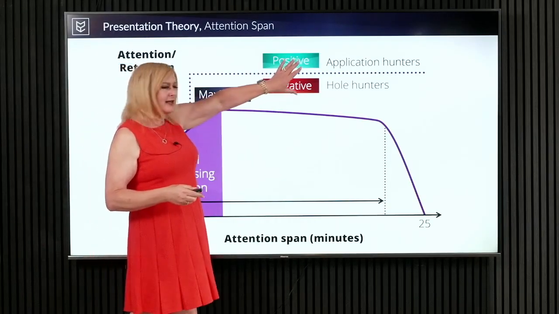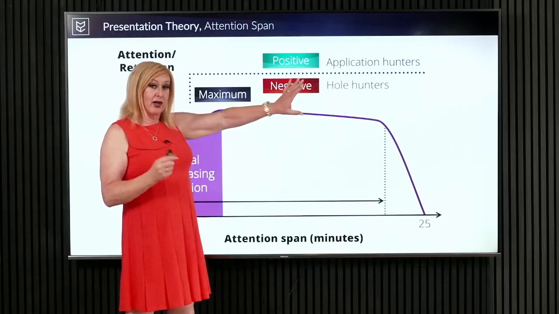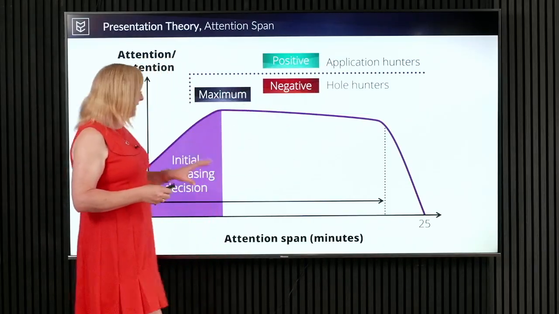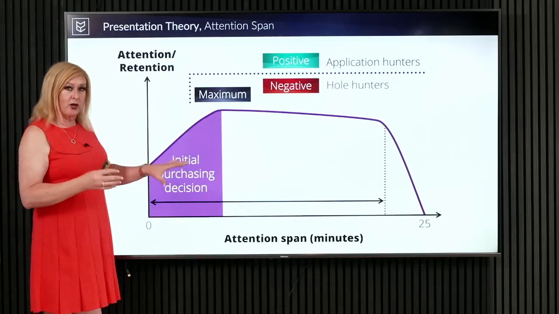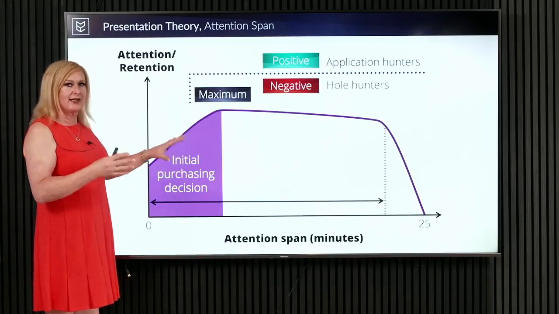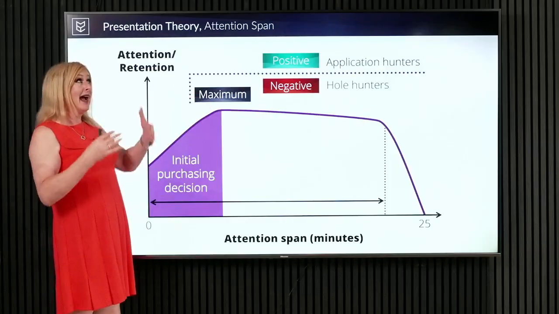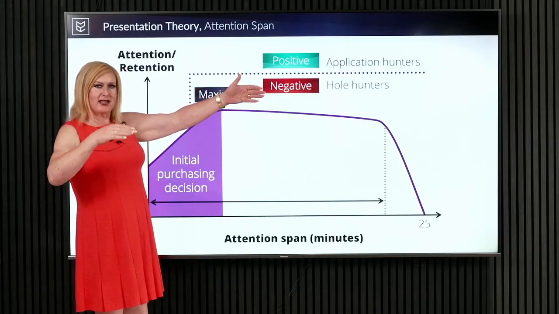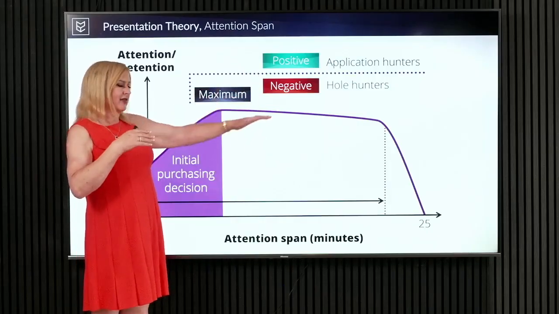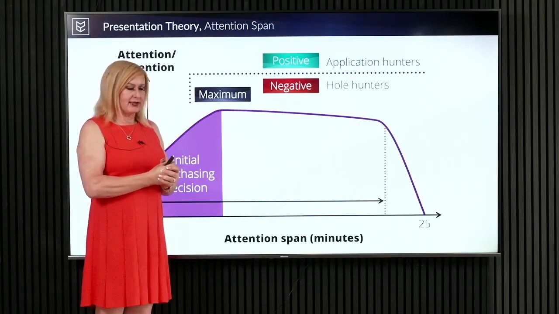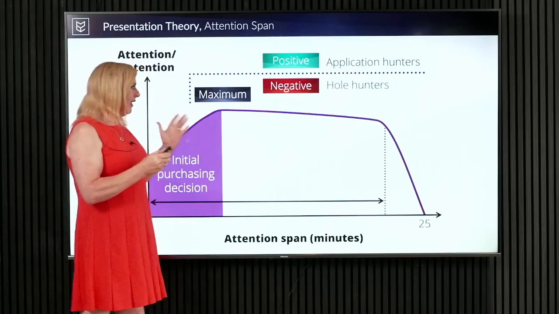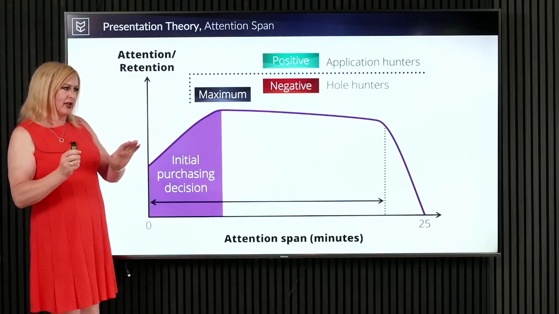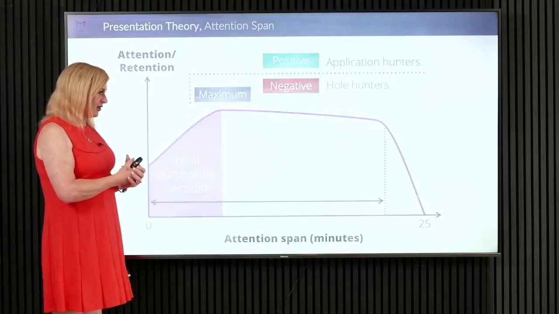Now, clearly, I can sell to either of these people with the right structure, but it's much more helpful to push them into here if you can. So in the first 3 to 4 minutes, what we want to be doing is to give them a reason for paying attention, and give them a reason for paying attention positively, looking for applications for the information, rather than us having to counter the hole hunting mindset. So that's the attention span. Let's pause and think about how we might structure the information around our 20-minute presentation.